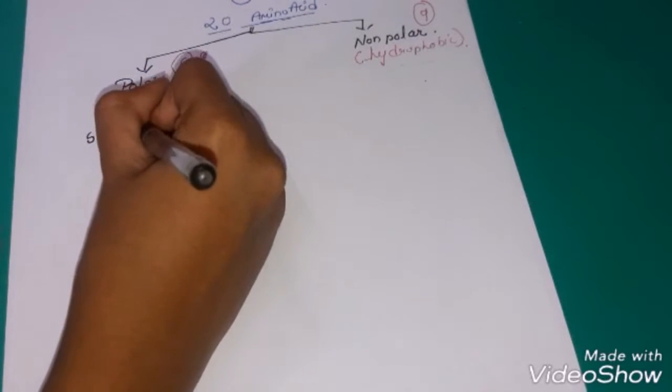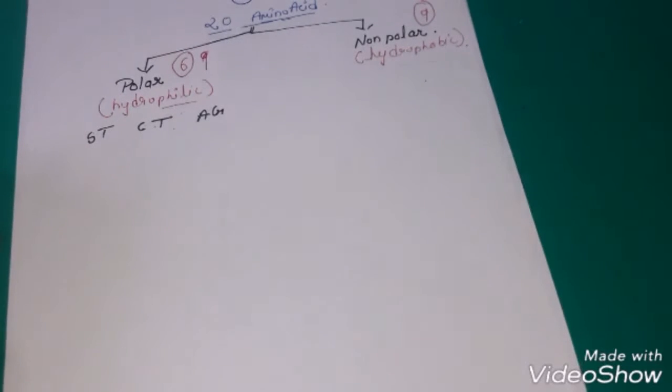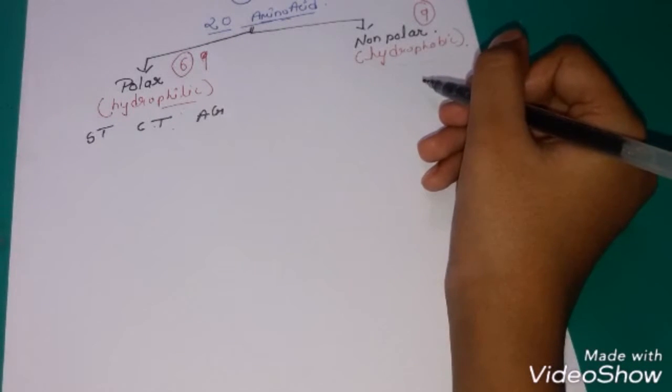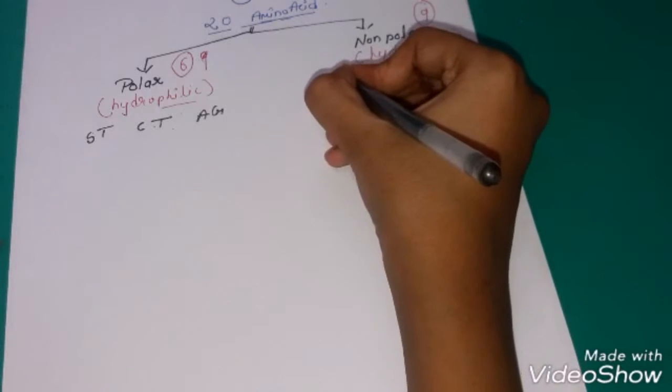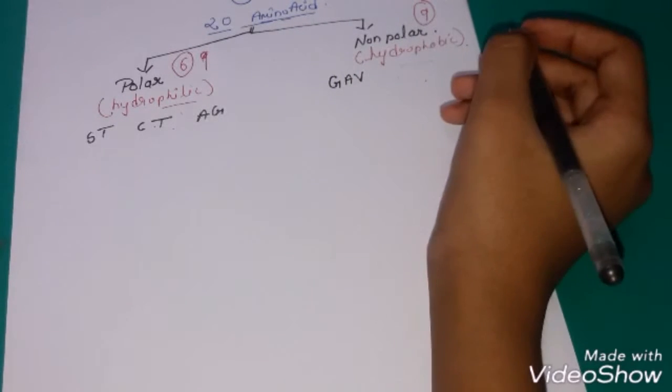ST, CT, AG. It is quite understandable. ST, CT, AG. I don't know if it is good enough, but I think for me it has been helpful. So for non-polar amino acids, the mnemonic is GAV, like cow.